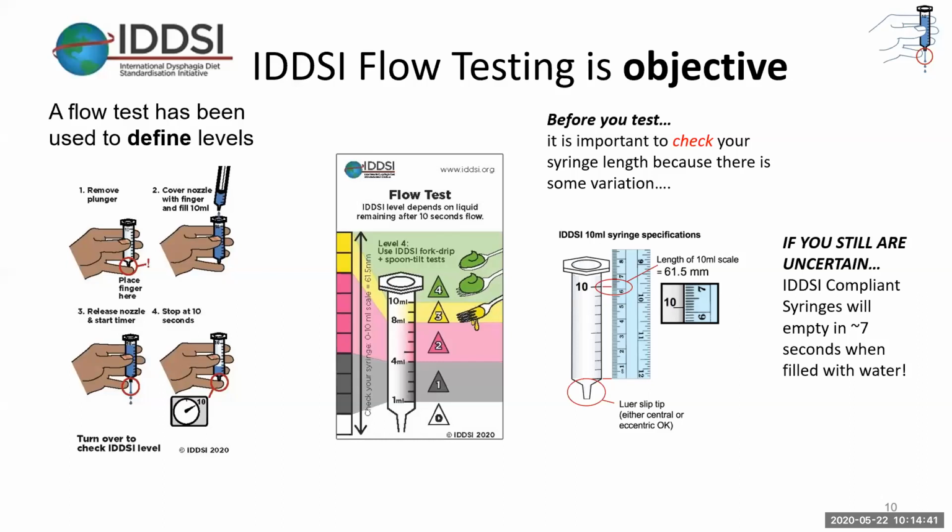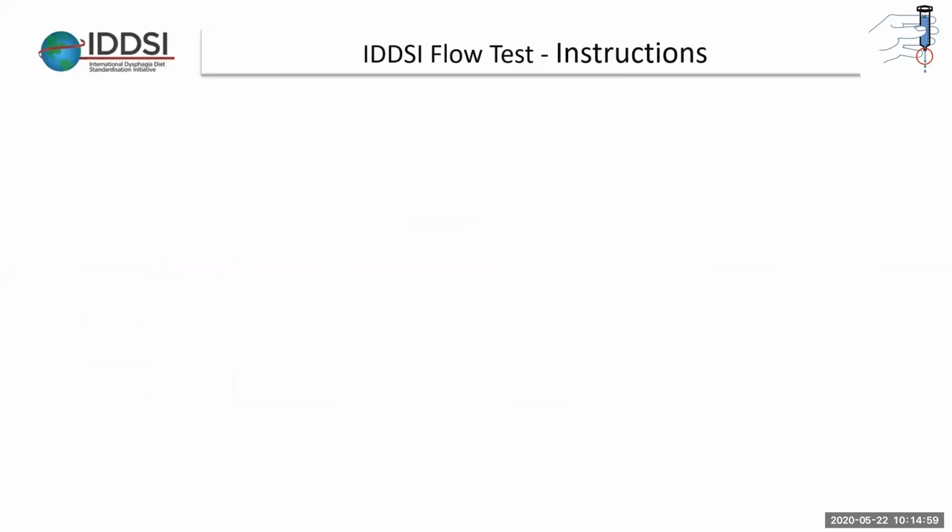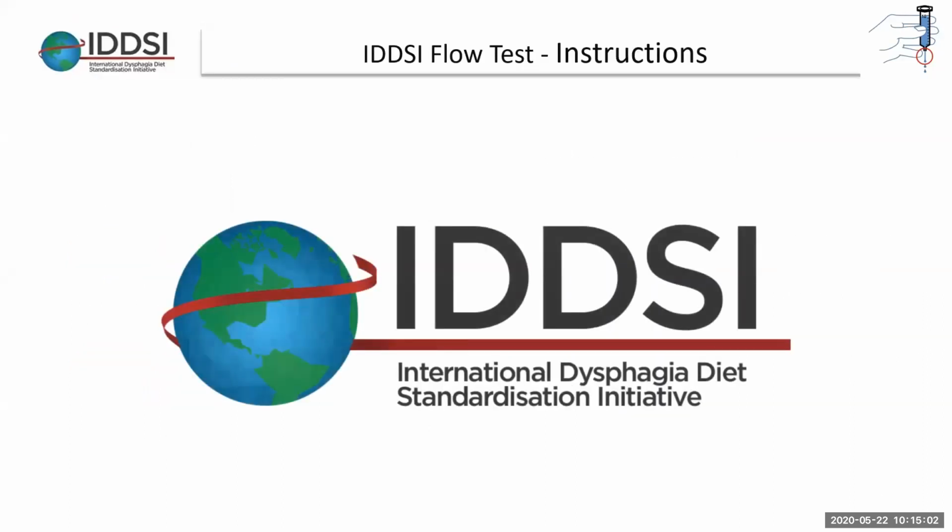And the coloring of the marks makes it easy and handy to hold up to the syringe at the end of a test to make it really simple to classify drink thickness. This recently updated IDDSI flow test card art is available for download from the resources section of the IDDSI website. So here's a video that shows the flow test basically just as I've described it.